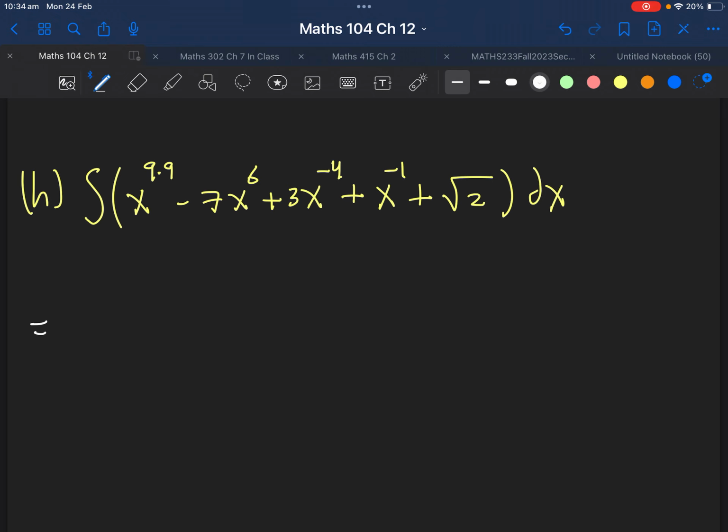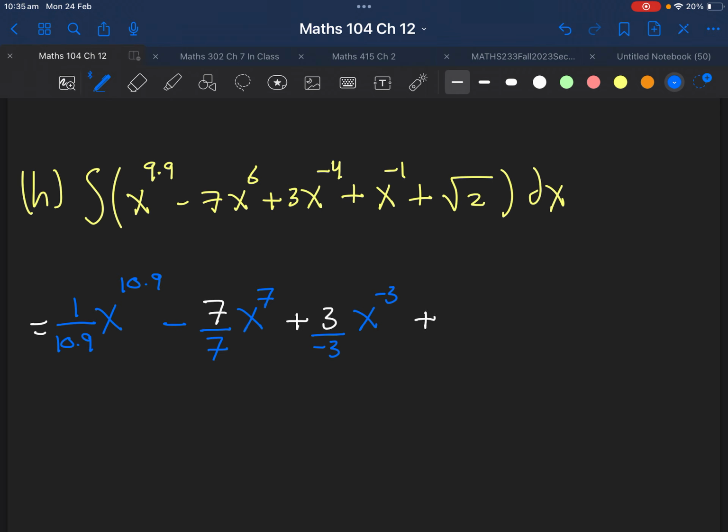So if I do this slowly, x^9.9, I will add 1, I'll divide by this number. Next, minus 7 x power 6, it will become x power 7 divided by 7. Next, plus 3 x negative 3, we do x negative 3 divided by negative 3. We add 1, we divide by the number.